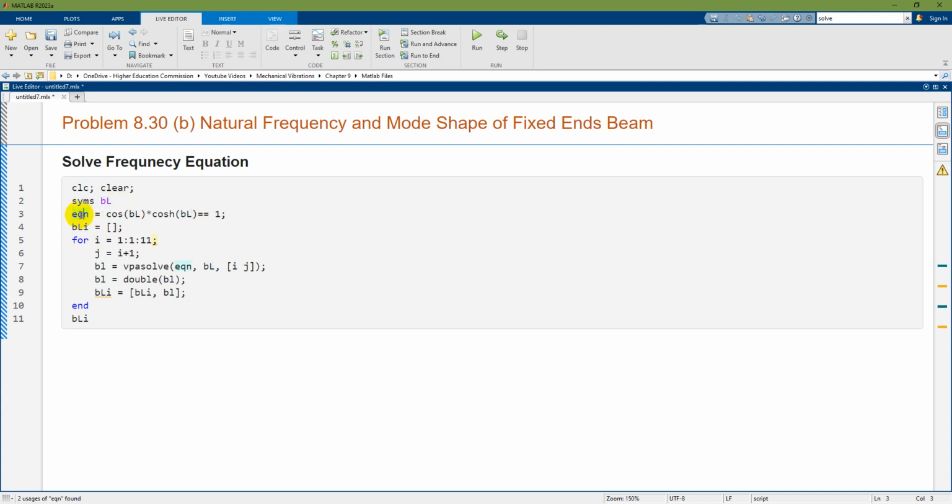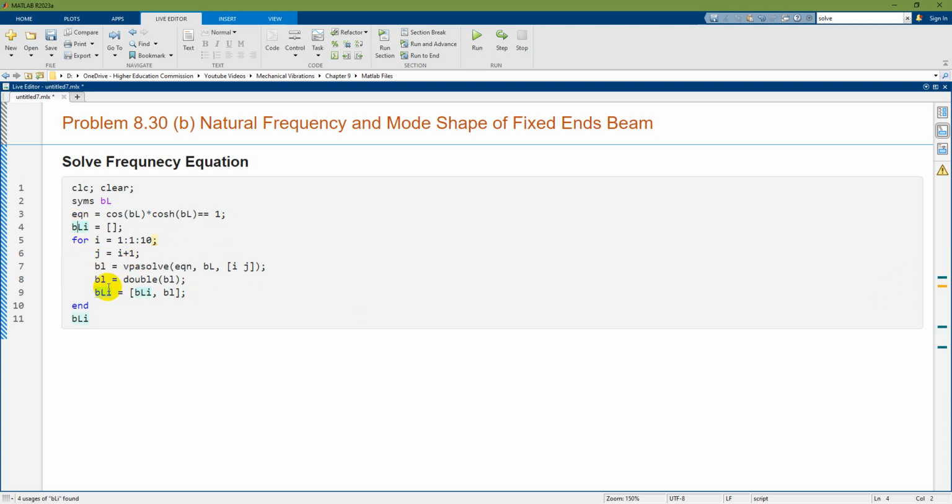BL is the variable, and the equation is cos(beta L) times cosh(beta L) equals 1. Here is a VPA solve equation, that is, the equation for the variable BL, and I and J. I'm trying to find the values between I and J. So what is I here? I have defined it as 1 to 10, and J is the next value of it.